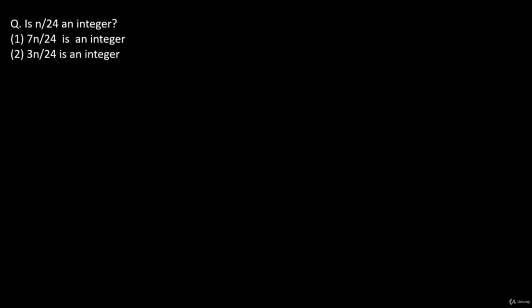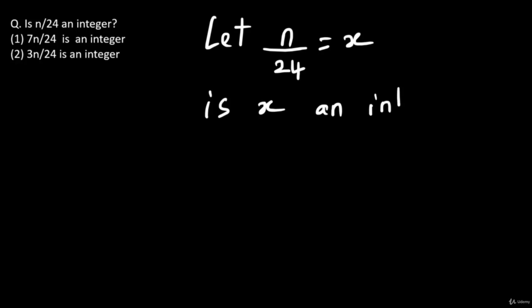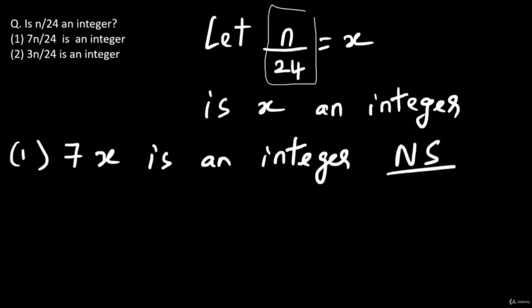Now to start with, let's simplify the question. Let's take n by 24 as x. Then the question is: is x an integer? Now statement 1 says 7 into n by 24 is an integer. If n by 24 is x, then statement 1 says 7x is an integer.